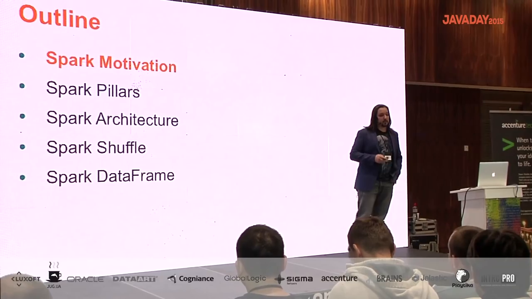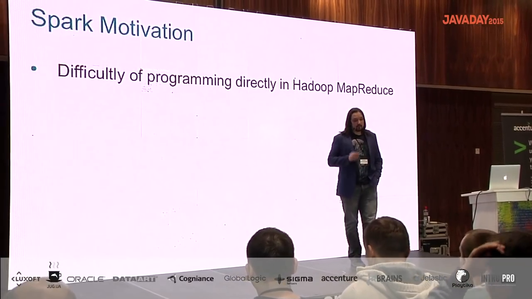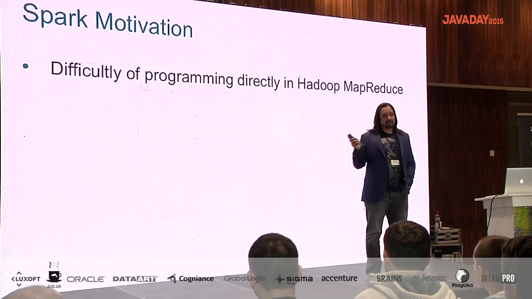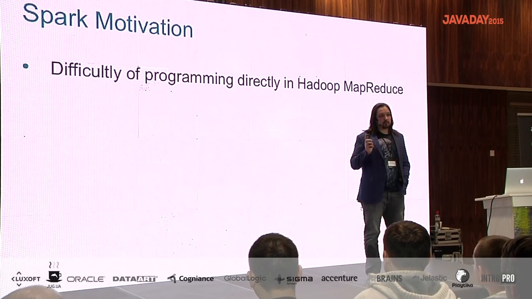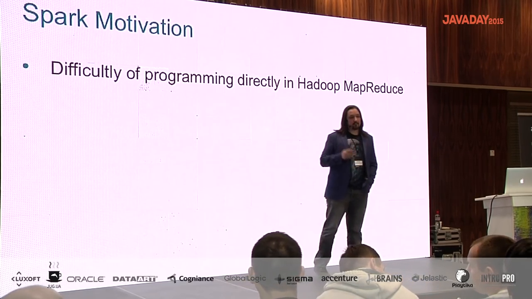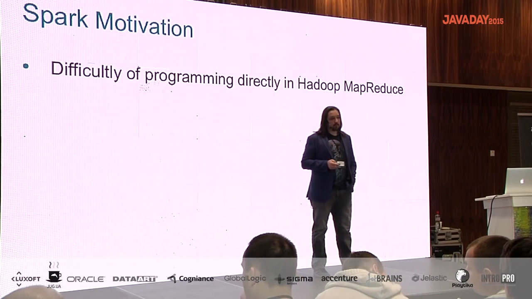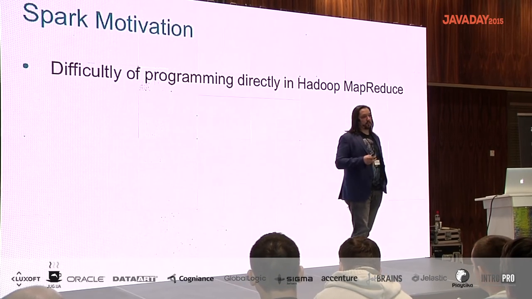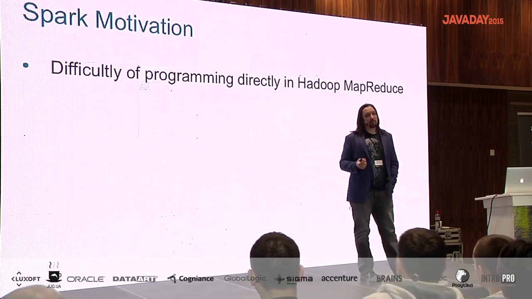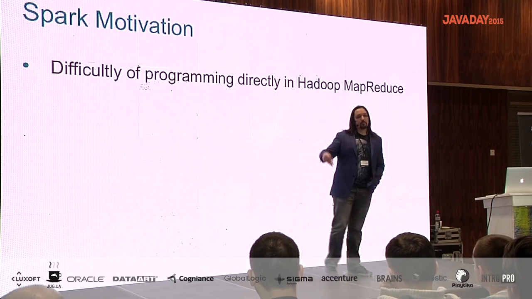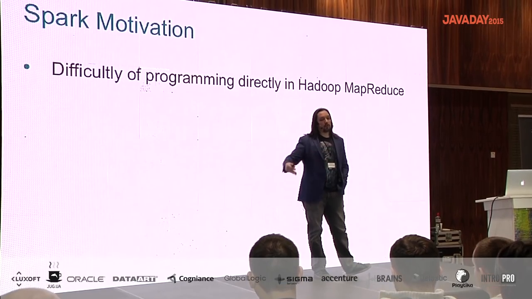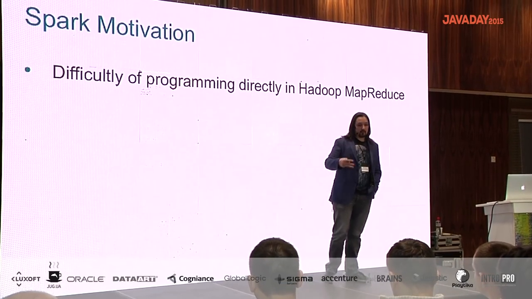Okay, let's start with the Spark motivation. As you know, the difficulty of programming directly in MapReduce is one of the main drivers. Please raise your hand, anyone who has written Java MapReduce. Yeah. So many of you have done it and you understand that it's a complex problem, and sometimes it's a bit difficult, because if you have a complex processing of your data, it's not enough to write a single MapReduce. You write one MapReduce, second MapReduce, third MapReduce. You're executing a pipeline of these MapReduces, one after another, to achieve a specific requirement.